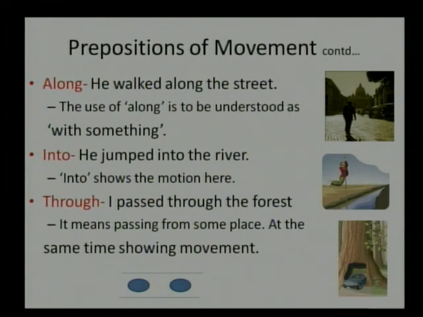Proceeding with the prepositions of movement, now we have along. Along નો અર્થ થાય છે ની સાથે સાથે. For example, on your screen you can see, he walked along the street. The use of along is to be understood as with something. ની સાથે સાથે. જે પિક્ચરમાં તમે ક્લિયરલી જોઈ શકો છો, માણસ છે એ સ્ટ્રીટની સાથે સાથે રસ્તાની જોડે જોડે ચાલી રહ્યો છે, રસ્તા પર ચાલી રહ્યો છે, સ્ટ્રીટની સાથે સાથે જઈ રહ્યો છે.